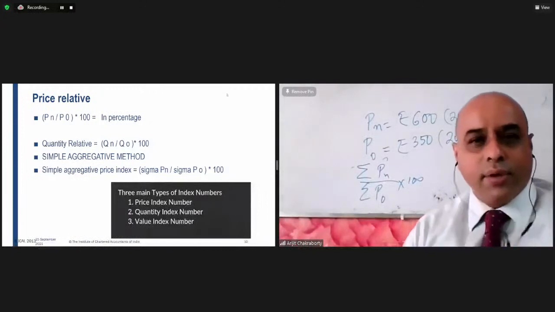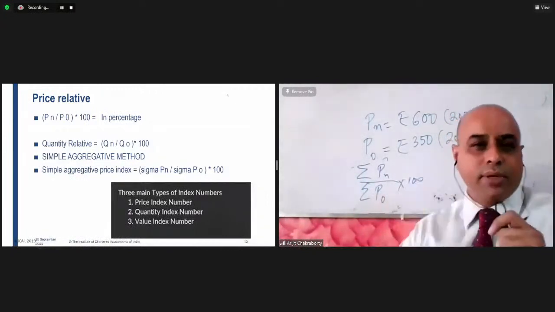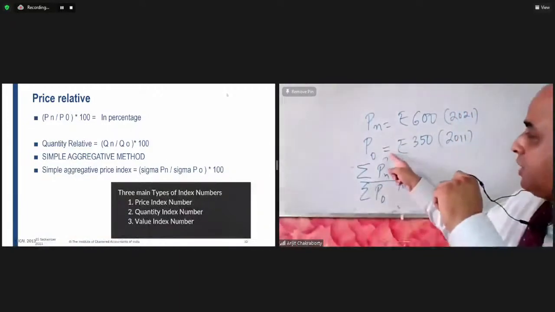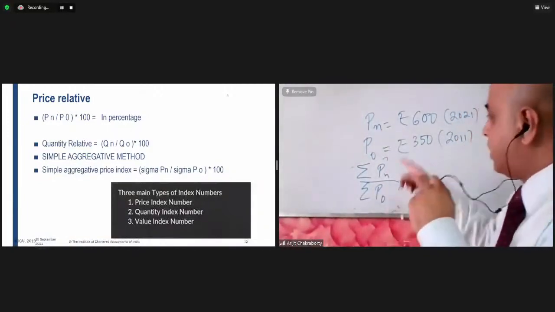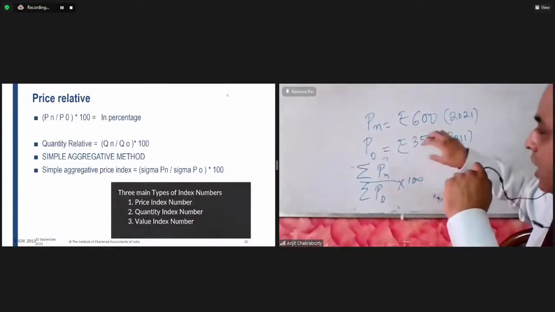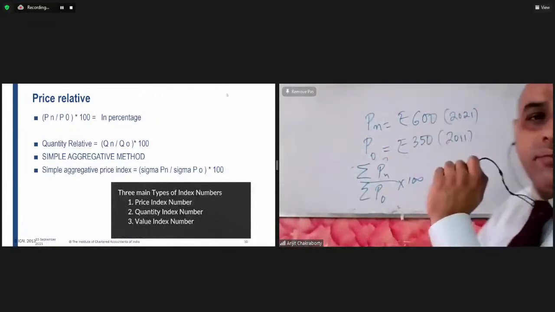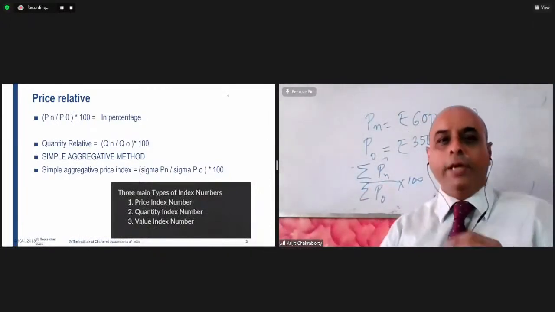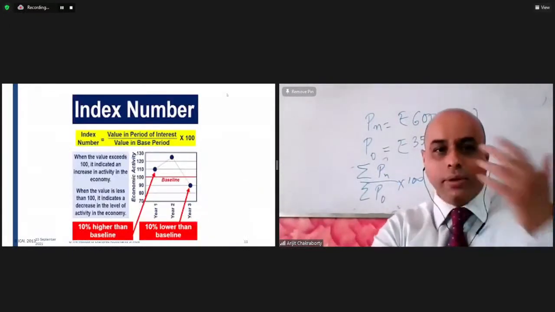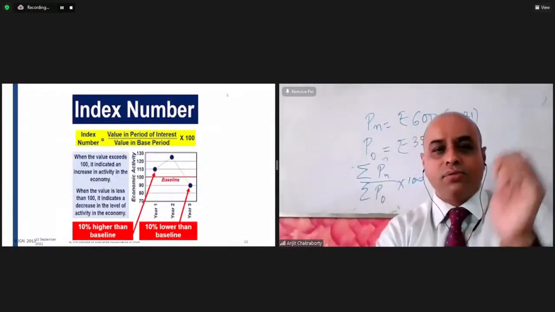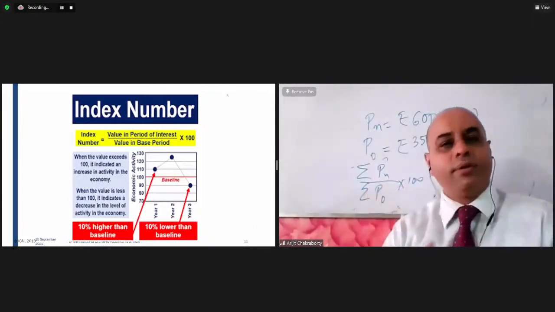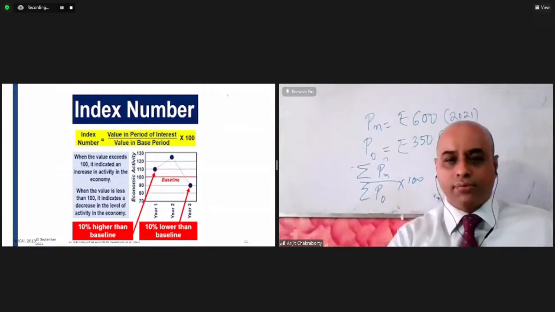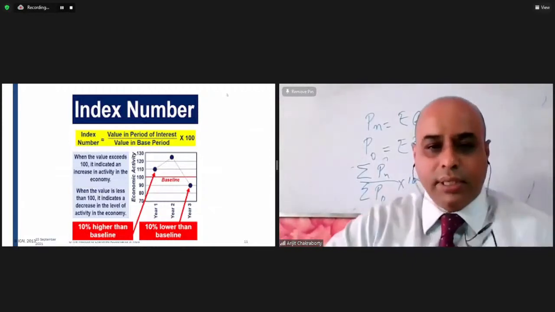So let us first recap the three things we have learned in this slide. Price relative. It is relative because with regard to the base year price, we can calculate the current year price, and keeping the base year as 100, we can find out the value of the particular commodity in today's market condition, in terms of percentage. Then the index number formula, please note: value in the period of interest by value in the base period into 100. And you can see a small graph given, economic activity.